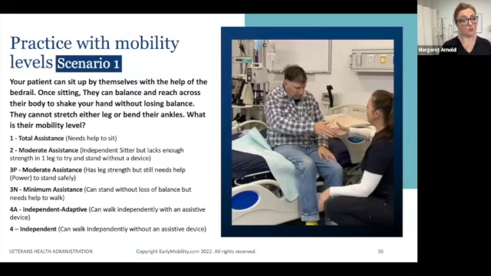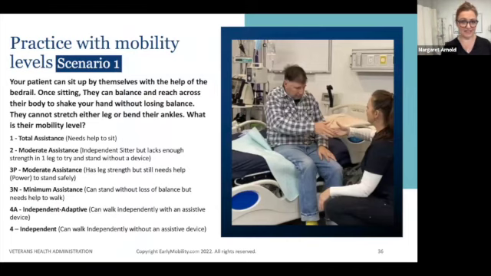Scenario 1, your patient can sit up by themselves with the help of the bed rail. Once sitting, they can balance and reach across their body to shake your hand without losing balance. They cannot stretch either leg or bend their ankles. What is their mobility level?